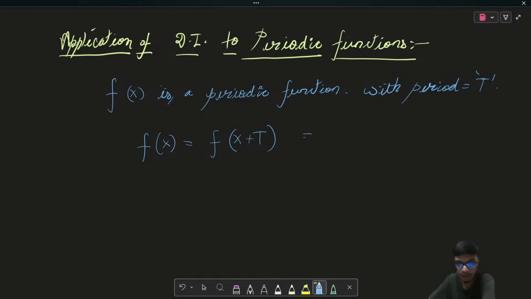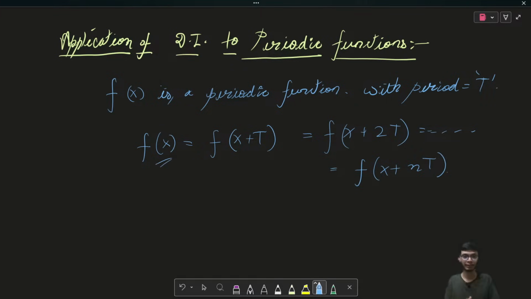Is this clear to all of you? Similarly, I can keep on going with any interval like x plus 2t and so on, and ultimately the answer is going to be the same. So the function value at x plus n times t is also going to be the same as f of x. I hope this is clear to all of you. So this is basically about the periodic function.